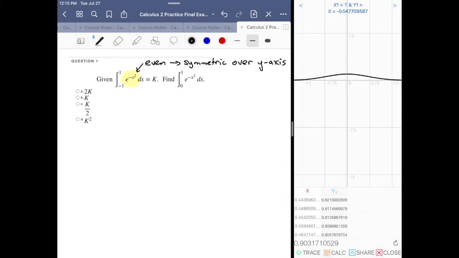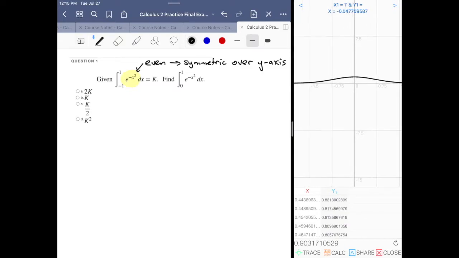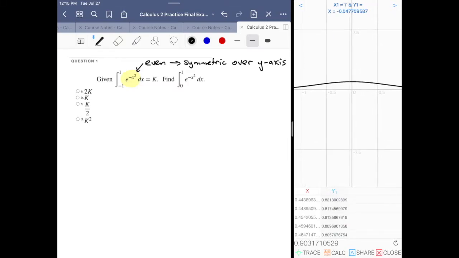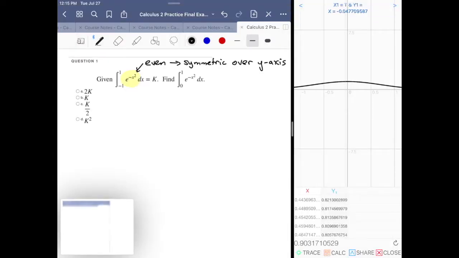Because it's symmetric over the y-axis, we're going to have equal parts of area on the left side of the axis as we would have on the right side of the axis. Right? So that makes things pretty simple, because if we know that the whole thing going from -1 to 1, I'll just kind of bring it in so it's a little easier to see.